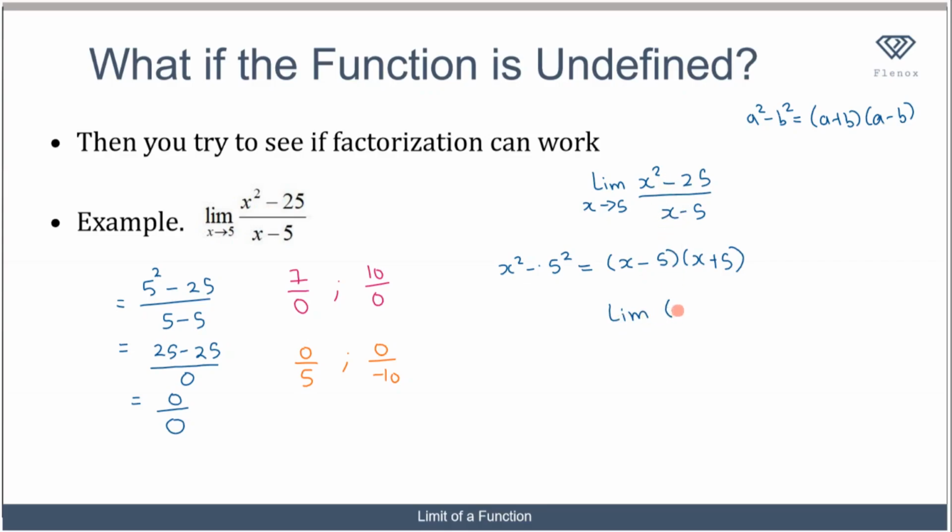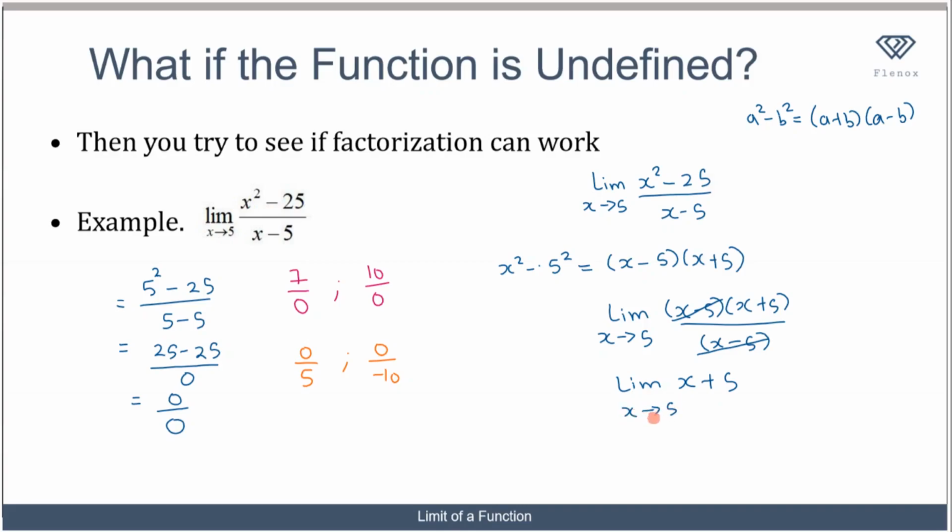The limit of the numerator becomes x minus 5, x plus 5 over x minus 5. I find the limit of x as x tends towards 5. Now I can see that x minus 5 cancels out x minus 5, and I'm left with the limit of x plus 5 as x tends to 5.